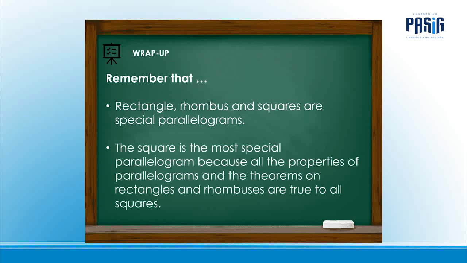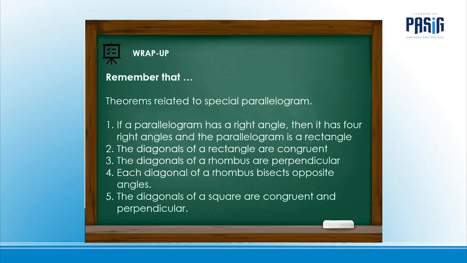And also, let us remember the theorems related to special parallelograms. For a rectangle, if a parallelogram has a right angle, then it has 4 right angles and the parallelogram is a rectangle. And also, the diagonals of a rectangle are congruent. With regards to rhombus, the diagonals of a rhombus are perpendicular and each diagonal of a rhombus bisects opposite angles. And for the theorem on square, the diagonals of a square are congruent and perpendicular.